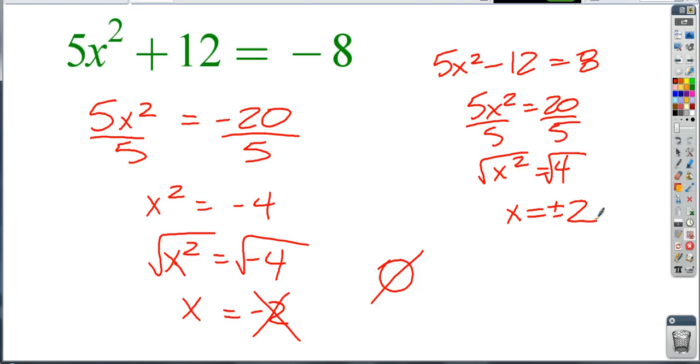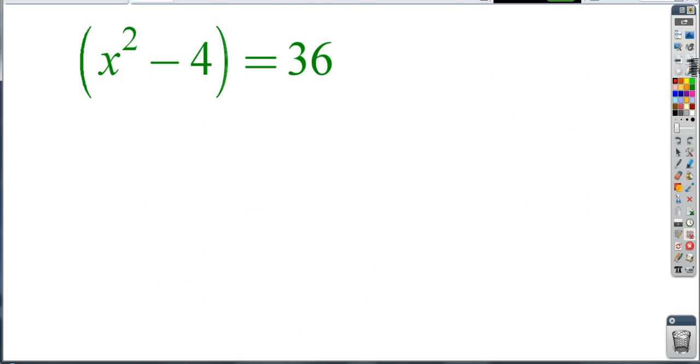Okay, so just remember a square root of a negative number is not possible, at least for now. It's not going to give you a real number solution, and right now we're looking for real number solutions. Okay, this is the last one. Here's the same idea.